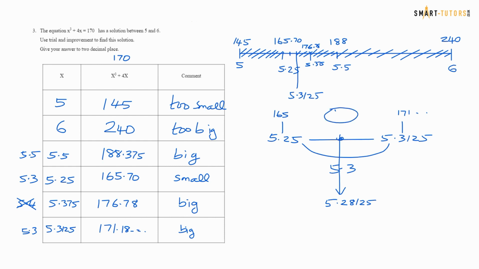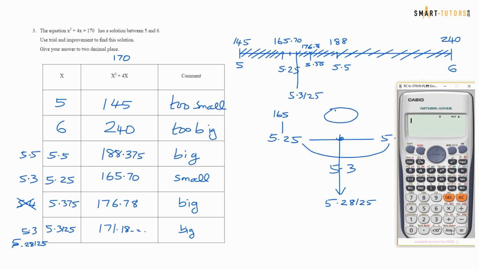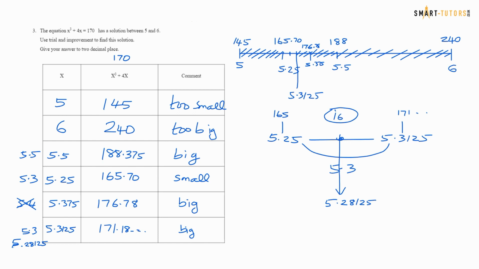For that, what are we going to get? For 5.28125, I make it answer cubed plus 4 times the answer, then 168.42. 168.42 means that is smaller, so anything smaller than that cannot be possible. So the answer between this and that is going to be the answer.